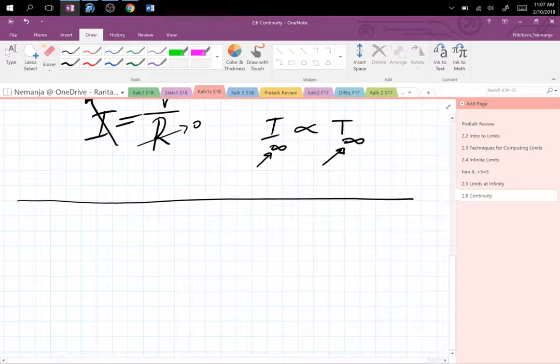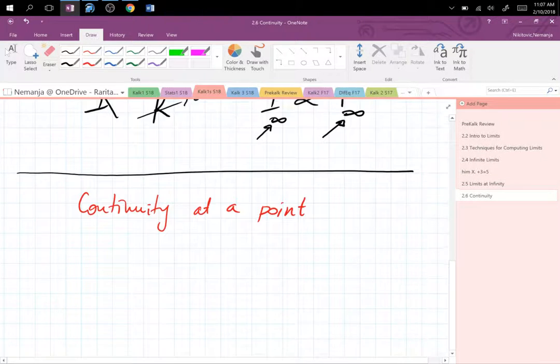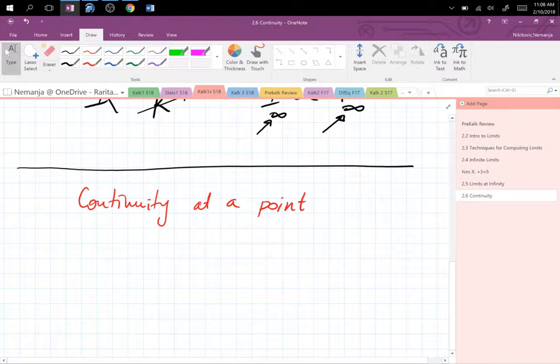So we are going to now take a look at the definition of continuity. The way continuity works in mathematics is you define the continuity at a single point first, and then you define the global continuity as a collection of all individual continuities. So to start the whole story, we take a look at the continuity at a point.